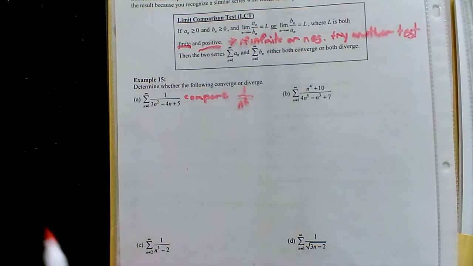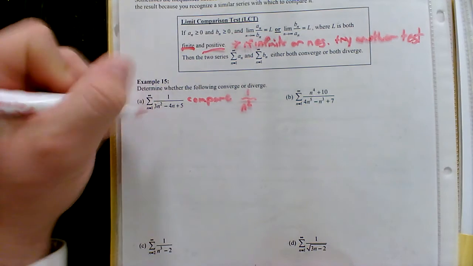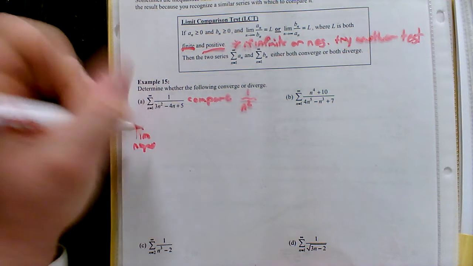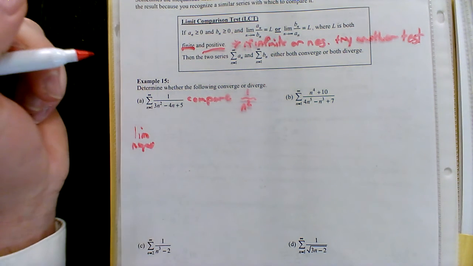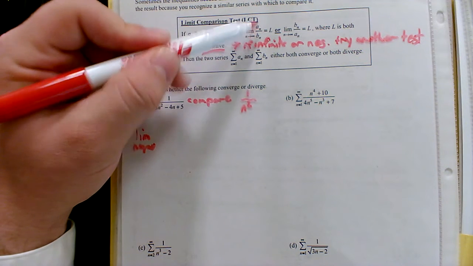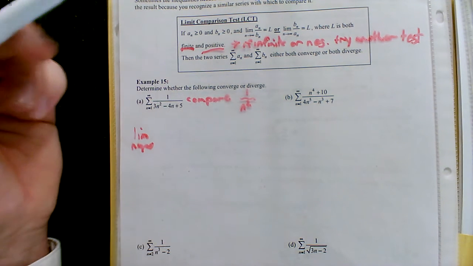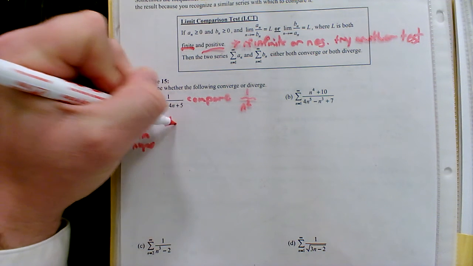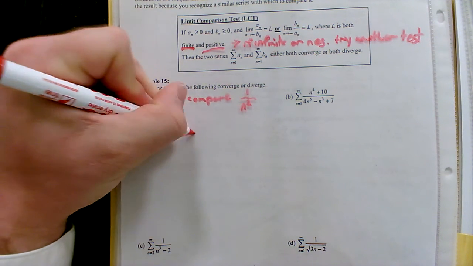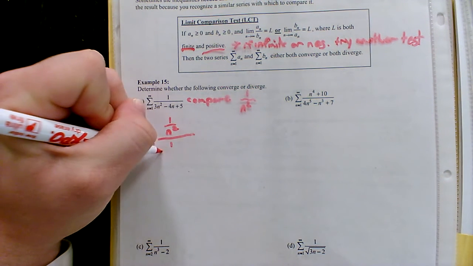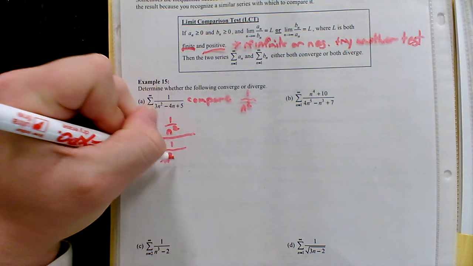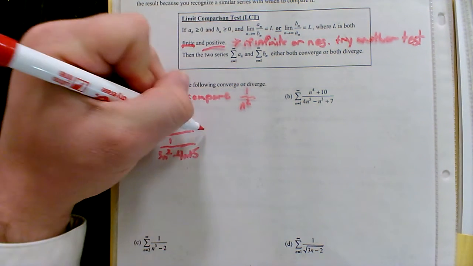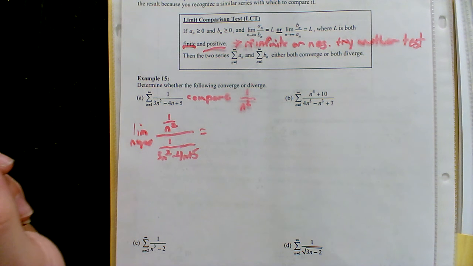Now we're actually going to do the setup like they showed up above. So we're going to do a limit as n approaches infinity. Now you can do an on top or bn on top. So either your original or what you're comparing to, it doesn't matter which one goes on top. Let's write it with what we compared to. So 1 over n squared, that's on top. And we'll do 1 over 3n squared minus 4n plus 5 on the bottom. But we can simplify that.